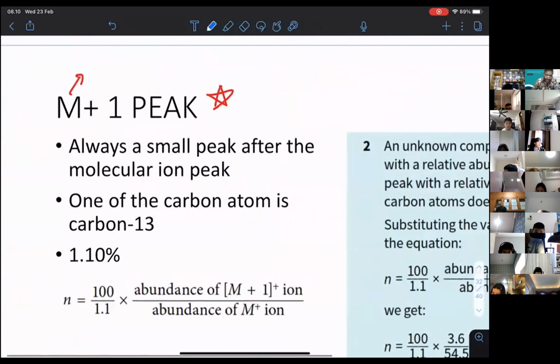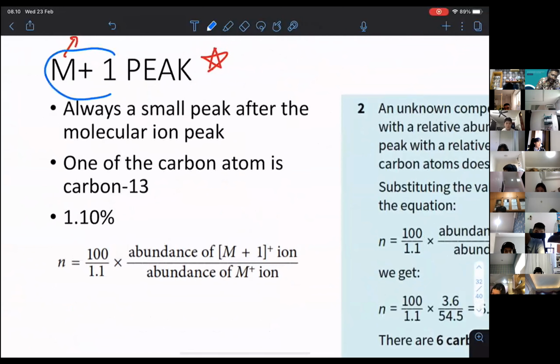So if you look at it, we do have the M+1 peak. There is always a small peak after the molecular ion peak, which is going to be M+1. So one of the carbon atoms is carbon-13. Don't ask me how, they found out that one of the carbon atoms is going to be carbon-13 if you go through the mass spectrometer, and the percentage is going to be 1.1%.